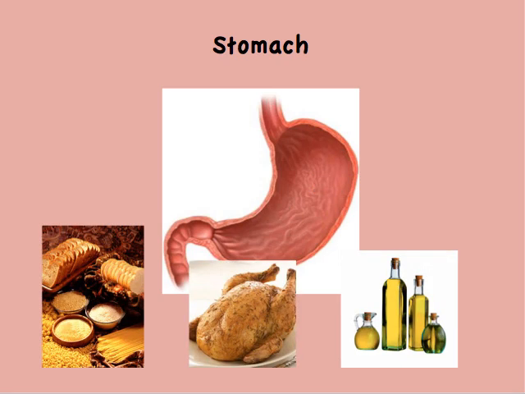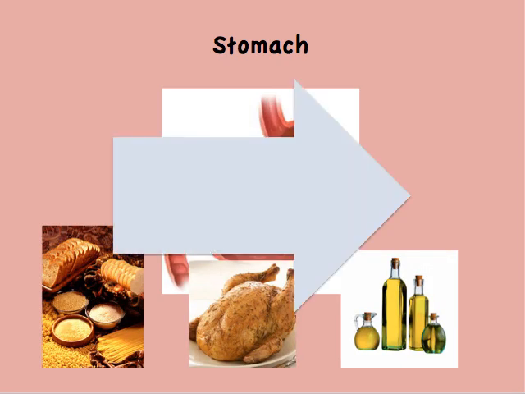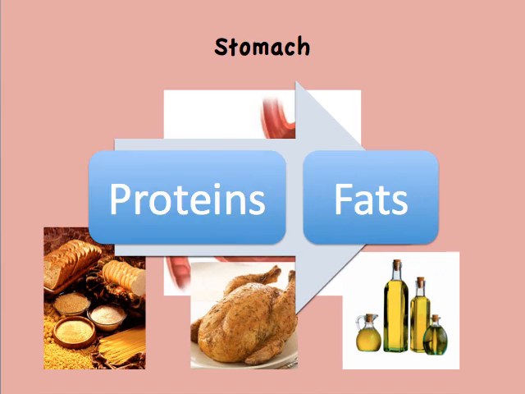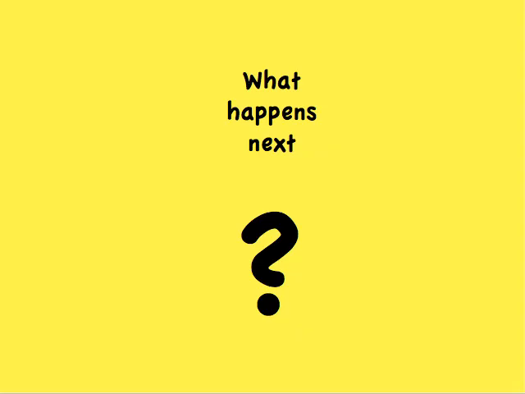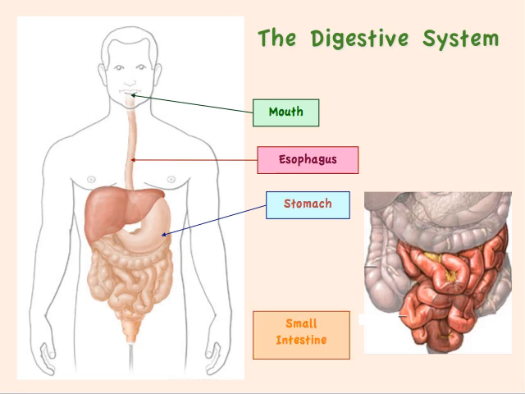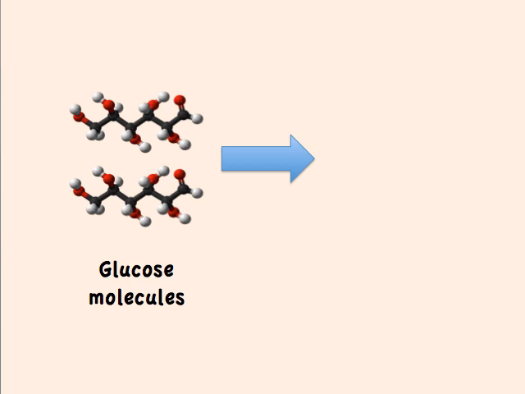Some foods are more difficult to break down and remain in the stomach for longer, whereas others are digested more quickly. Fats usually take the longest to break down, and then proteins, followed by carbohydrates. What happens next? The food moves to the small intestines, where it is further broken down. Now we have simpler molecules that can be used to make energy.